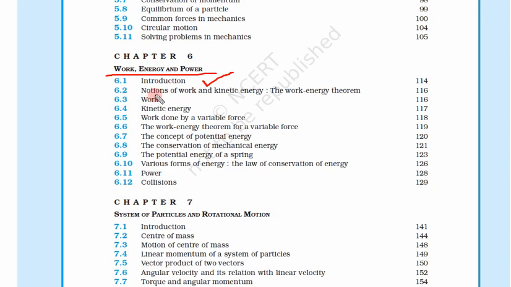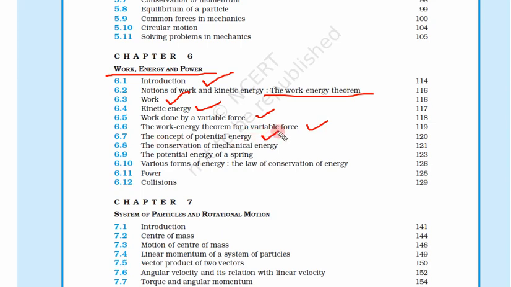So, introduction, notions of work and kinetic energy, that means the work energy theorem, how work and energy are related. Till now you know that there are two types of energy, kinetic and potential energy. So here we will learn about kinetic energy. Work done by a variable force: if force is varying with time, what would be the work done? The work energy theorem for a variable force. Previously the work energy theorem for a constant force, now for a variable force, a force that is changing with time.